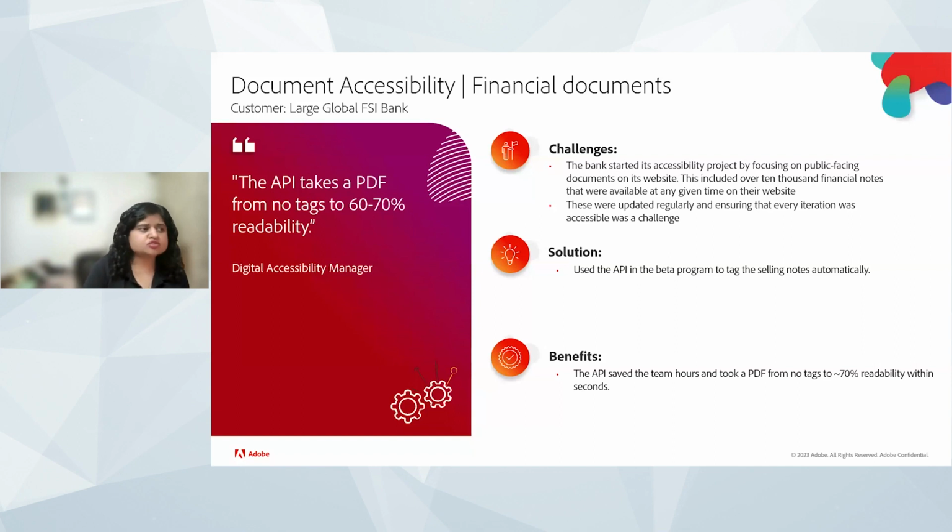So what they used was our APIs in the beta program, and the benefit they received out of it was that the team saved a lot of time that would have otherwise been spent to manually tag a document. And also, with our accessibility APIs which tagged the document, they were able to improve the document readability by 60 to 70%, which was great for them, because there was a lot of improvement in how documents were being perceived and read by the end user.